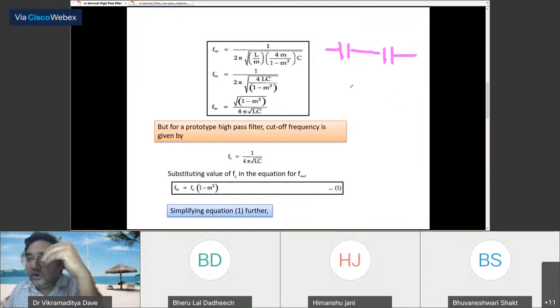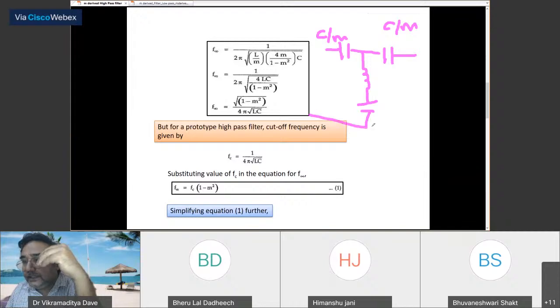इज इट क्लियर? और कैपेसिटर की वैल्यू मैं जैसे कैलकुलेट कर रहा हूँ, कितनी होगी? सी बाय एम, और ये वैल्यू होगी सी बाय एम. इज इट क्लियर? और यहाँ पे आपके एक इंडक्टर होगा और एक कैपेसिटर होगा। इज इट क्लियर? तो ये हमारा टी सेक्शन है। The T section will look like this.